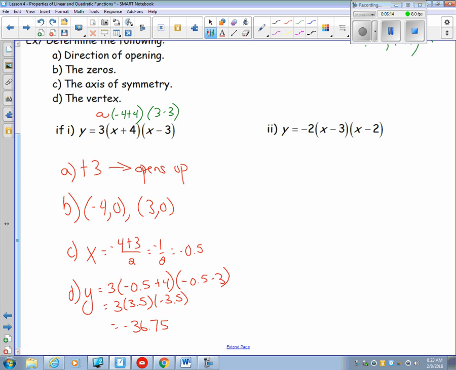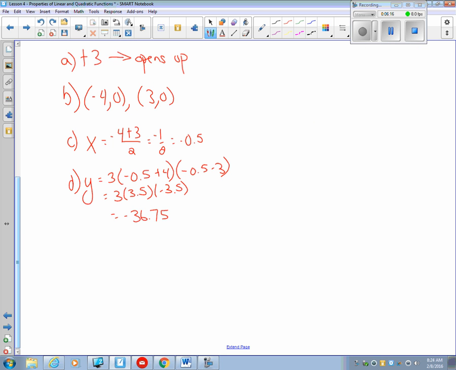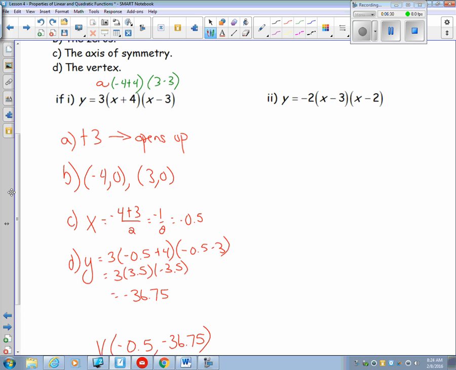Okay, so at the end down here, move down just a little bit, our vertex is -0.5, the x, or the axis of symmetry, and the y. And there's our equation. Okay, you guys want to try the second one? Give it a try right now, see what you can do. The same properties, same ideas.